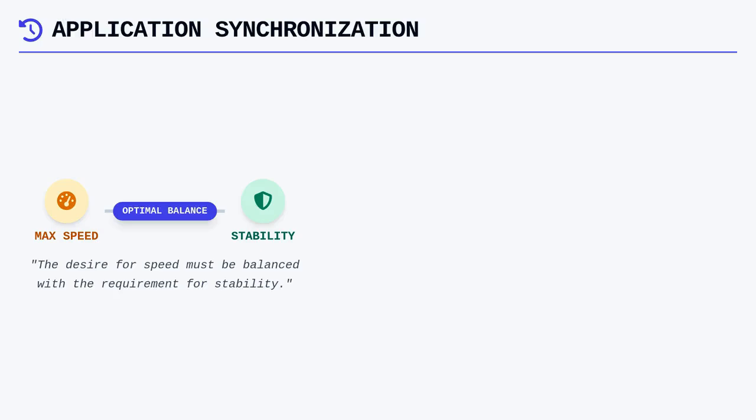Application synchronization is perhaps the most delicate aspect of performance tuning, where the desire for speed must be balanced with the requirement for stability. We often rely on wait stages, but overuse of these stages or improper configuration can lead to bloated execution times. Be precise in identifying the state change you are monitoring, and avoid blanket timeouts that keep the robot idle longer than necessary.